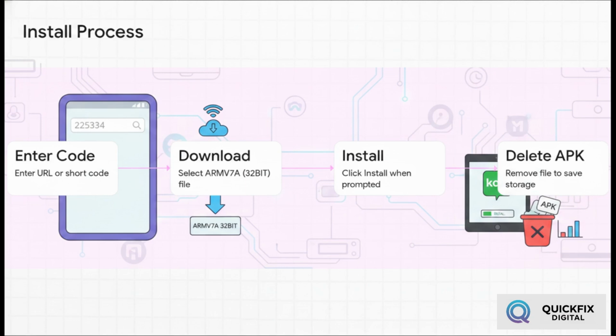But step 4 is absolutely vital for your storage hygiene. Once installed, Downloader gives you the option to delete the APK file. You really don't need the installer taking up precious megabytes on your Firestick anymore, so press Delete and confirm. And there you have it. That is the complete start-to-finish process of how Downloader seamlessly installs third-party apps.